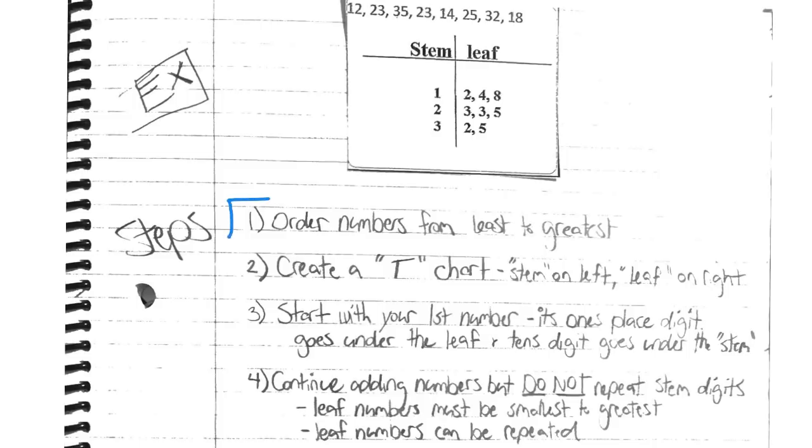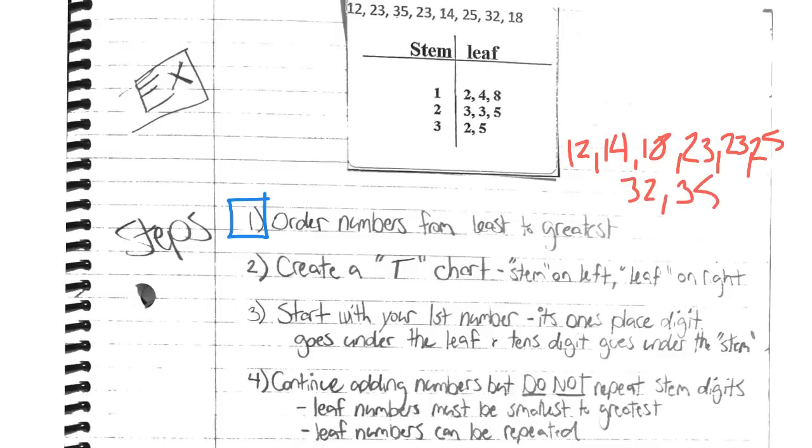Our first step is we have to order our numbers from least to greatest. Up above, they didn't do that yet, so I'm going to go ahead and do that. Let's see, our smallest is 12. Then it goes 14, 18, 23, 23, 25, then 32, 35. 12, 14, 18, 23, 23, 25, 32, 35.